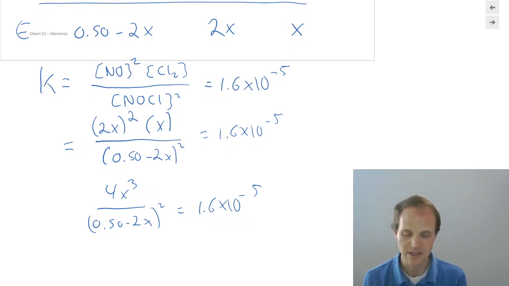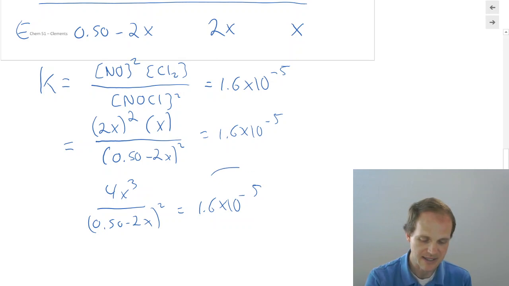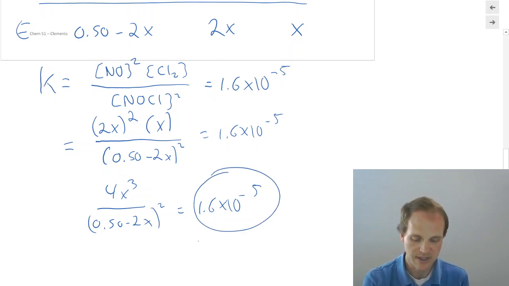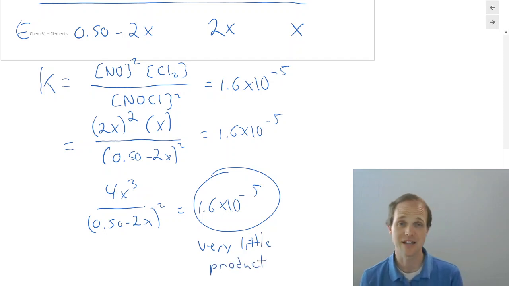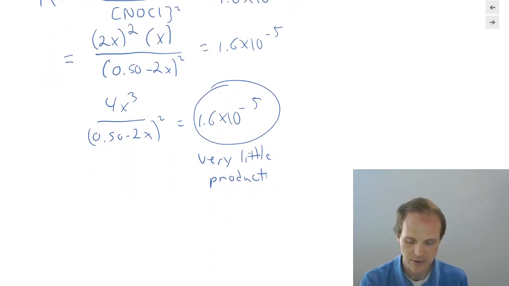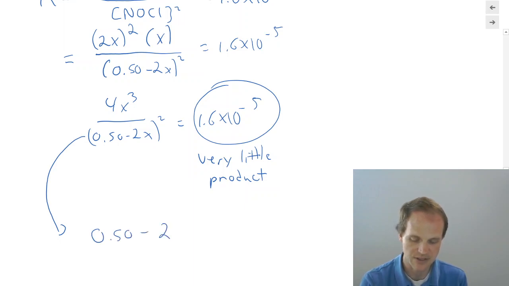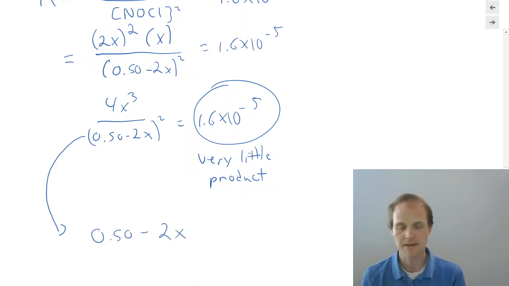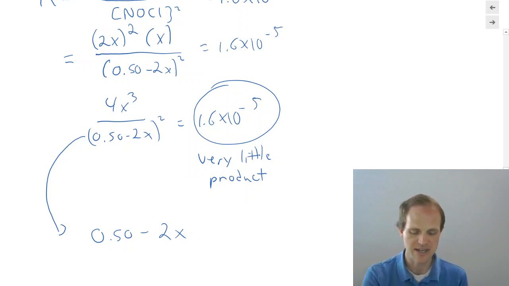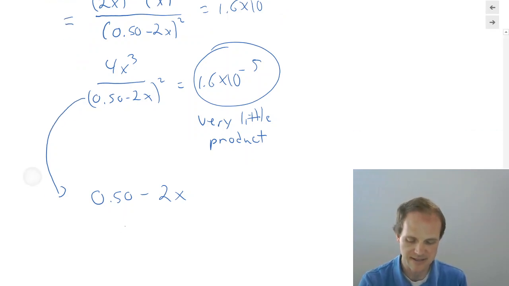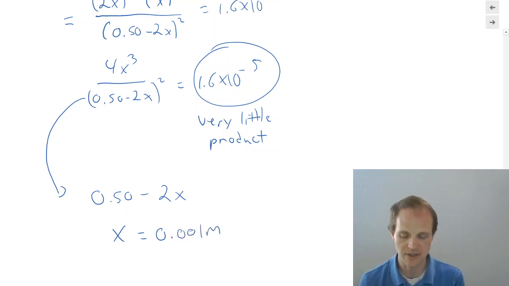So what are we going to do? Well, if you remember, I said because k was really small, we expect very little product. Right? We don't know exactly how much, right? Because that's what we're solving for. But we expect very, very little product. So if we look at this part of our formula, the 0.50 minus 2x. Okay? And we say, let's just say we expect very little. We've got a 10 to the minus fifth here. Let's just say that x ends up being 0.001 molar. Okay? It ends up being a very, very small number.